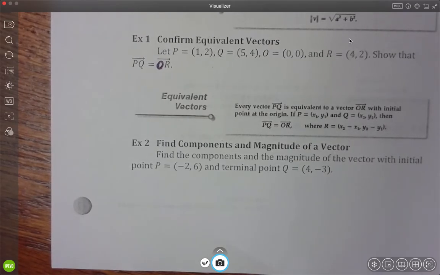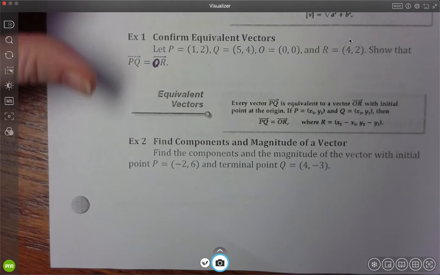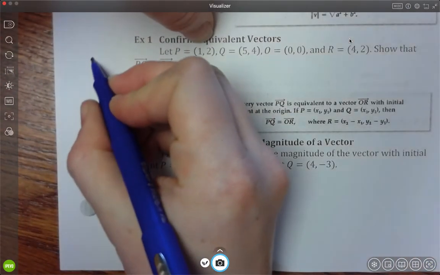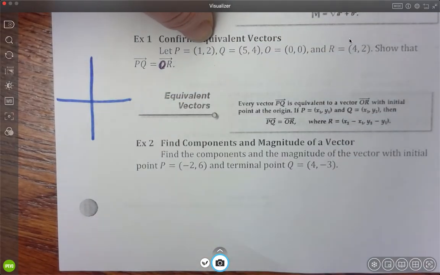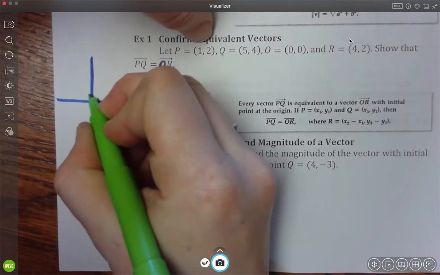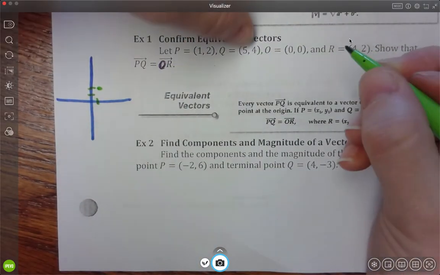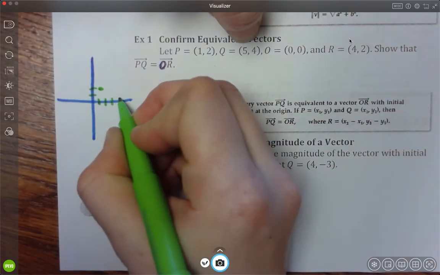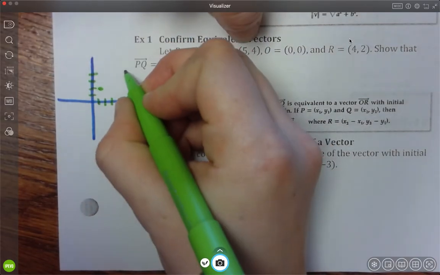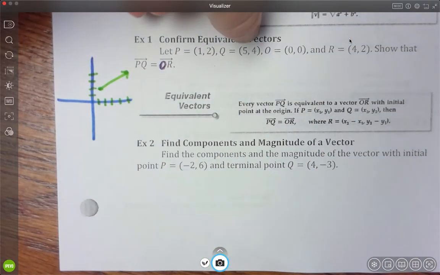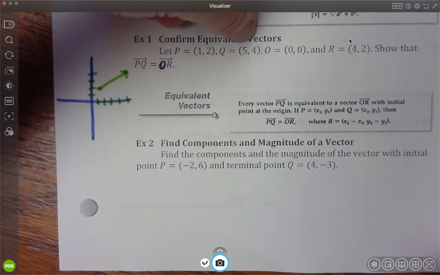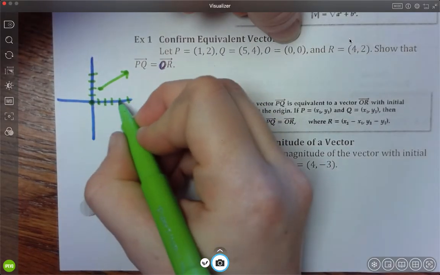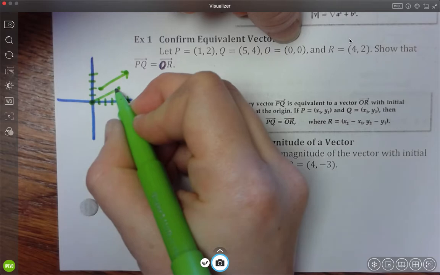Talking about equivalent vectors, they have example 1. They're starting P at 1, 2. Okay, so I'm going to draw a little coordinate plane over here. At 1, 2 is where P is going to start, and it's going to end at 5, 4. So 1, 2, 3, 4, 5, 4 is going to be this point right here. This is PQ. Okay, so there it is, right? PQ. And then O is starting at 0, 0, and it's going to the point 4, 2. Okay, so that's where this one is.